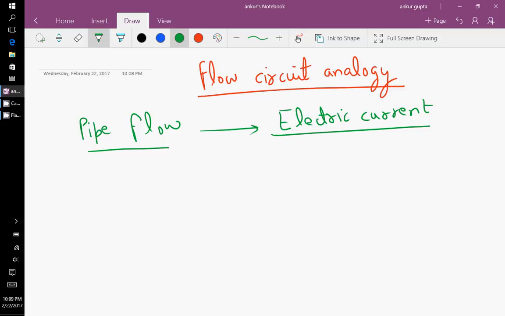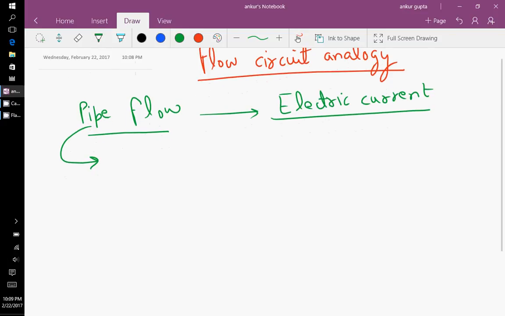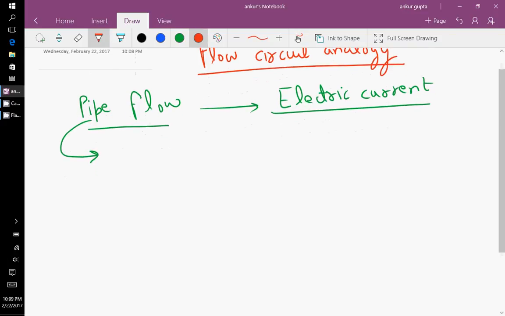You have read a lot of things about electric current in freshman physics, and then you can carry over whatever you have learned in electric current back to pipe flow. There are some advantages of doing this, and we'll go over them a little bit later. Before I go into electric current and the analogy with pipe flow, let me briefly recap something about pipe flow, because that's required to understand how we can relate it to electric current.